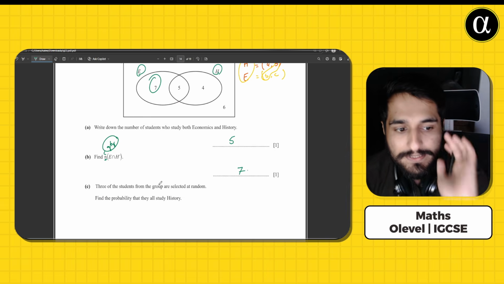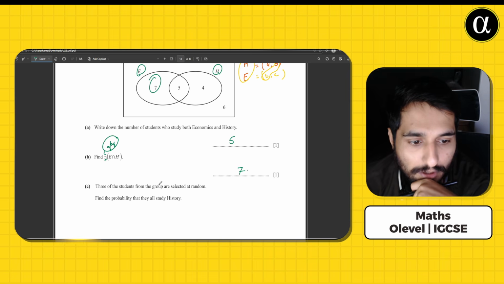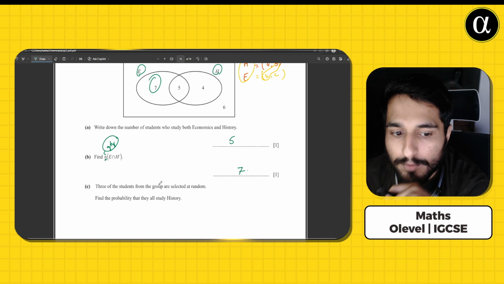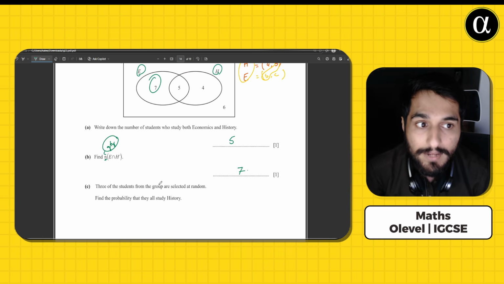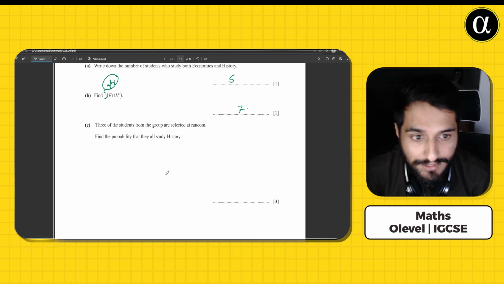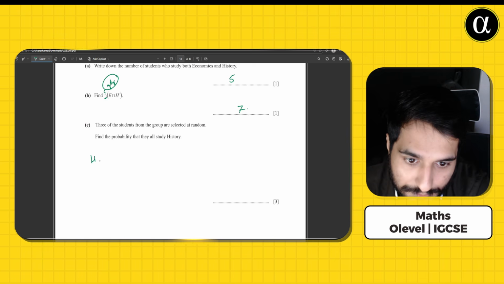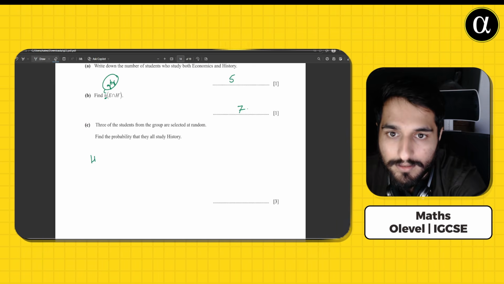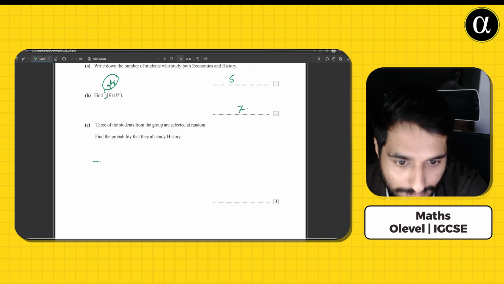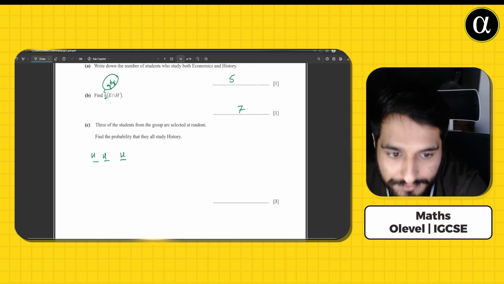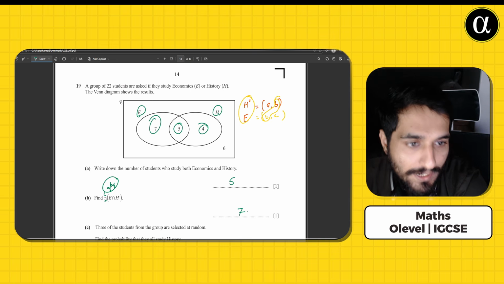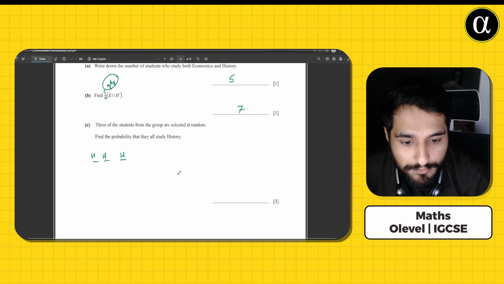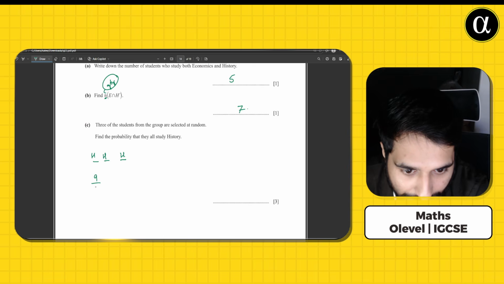Now, part C says 3 students from the group are selected at random. Find the probability that they all study history. Now, 3 students are selected at random, and we need to find the probability that they all study history. So let's suppose there is a selection of 3 students and all of them were supposed to take history. So history, history, and history. Now, how many students of history do we have? We have 5 plus 4, 9 students of history from a total of 22. So the first case is going to be 9 over 22.